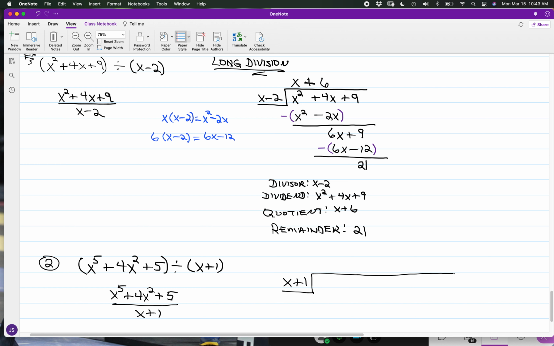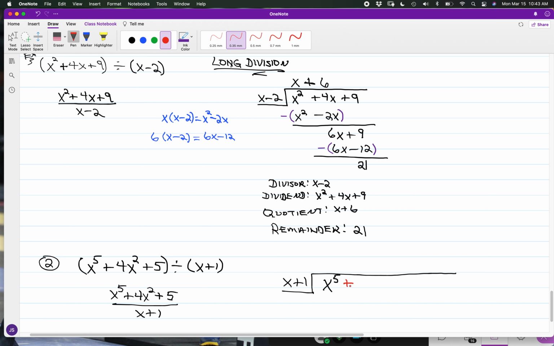Now for the dividend, notice there's a gap between the degrees. So we got x to the 5th. Notice we do not have an x to the 4th term. So what we want to do here is use zeros for placeholders. So we got a missing 4th order term. We also have a missing 3rd order term. Now we do have 4x squared. Notice we do not have a 1st order x term, so we'll use 0x, and you want your polynomial to end with a constant. So we have a plus 5 in this setup.